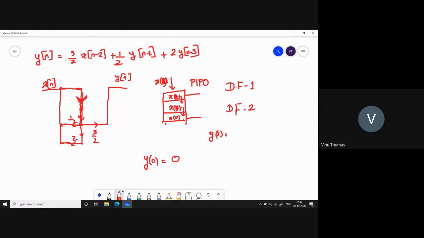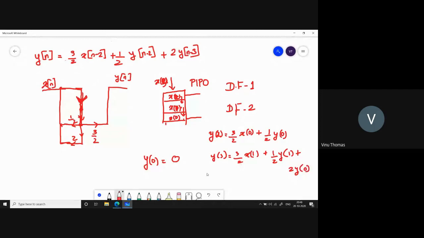What will be y of 2? Now you have to start writing. Y of 2 would be 3 by 2 into x of 0 plus 1 by 2 into y of 0. So you require y of 0 now. Y of 0 is equal to 0, plus the next value, which is not there, so 0. So what is y of 3? It is 3 by 2 x of 1 plus 1 by 2 y of 1, plus 2 y of 0.